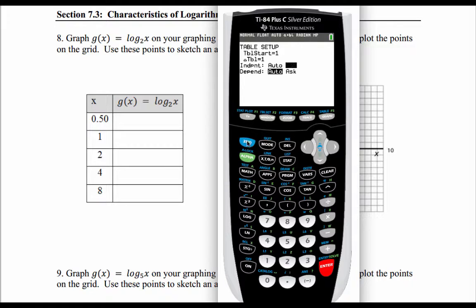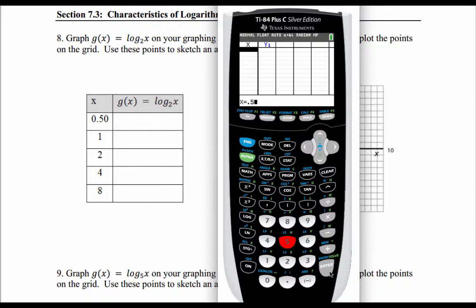Okay, so let's go to our table now that I've done that. And notice we're greeted with a blank table that I get to put numbers in. So I'm going to put in 0.5. I'm going to put in 1. I'm going to put in 2. I'm going to put in 4. And I'm going to put in 8. Notice they cleverly picked points that gave us nice ordered pairs.